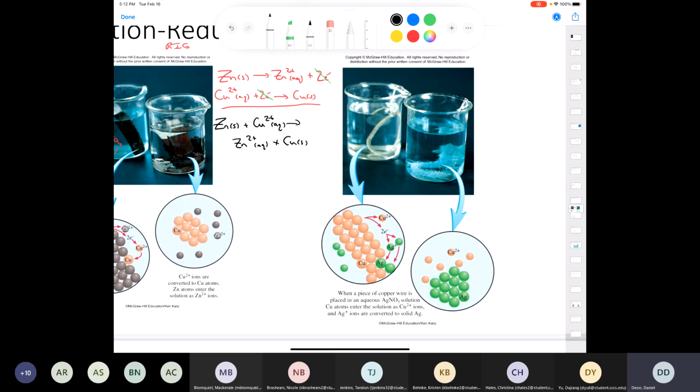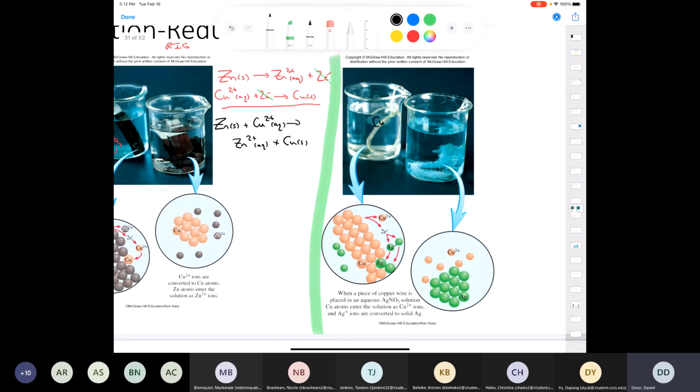Let's take a look at this side over here. I'm going to break up the slides into two pieces. In the first beaker, it says, when a piece of copper wire, which is what this is here, it's just a piece of copper wire, it doesn't cost too much, is placed in an aqueous solution of silver nitrate.